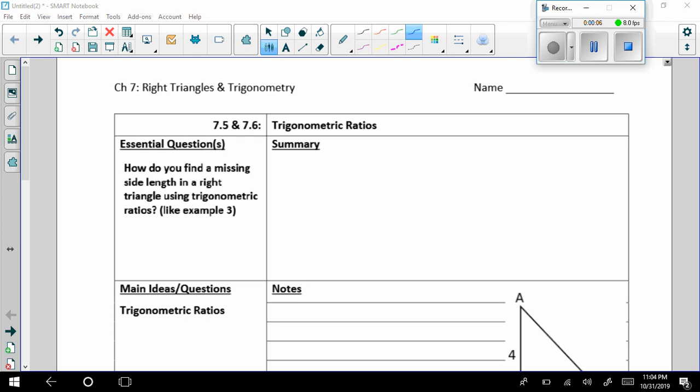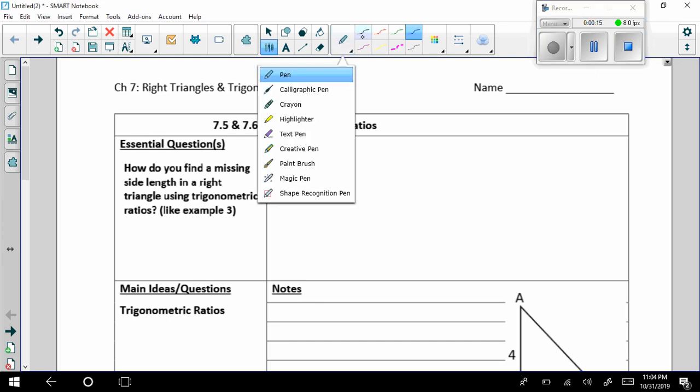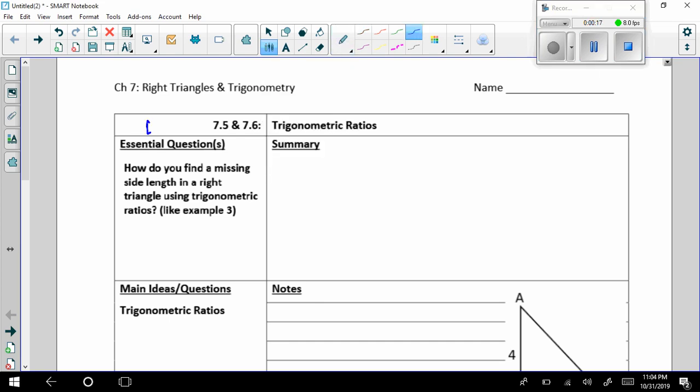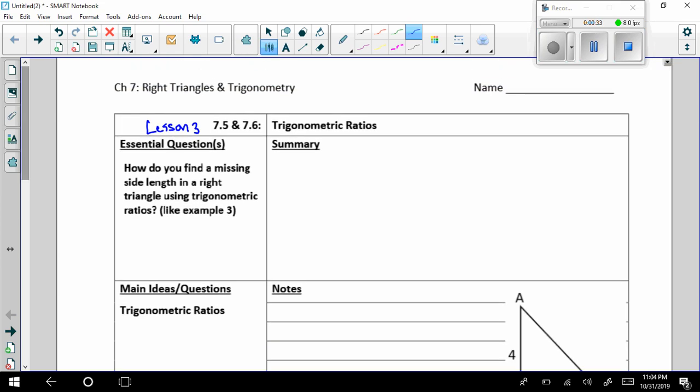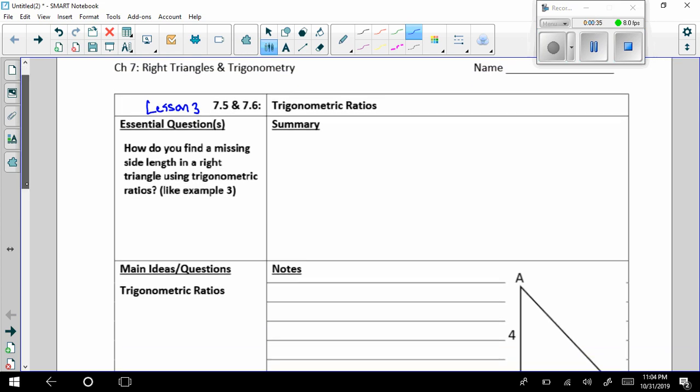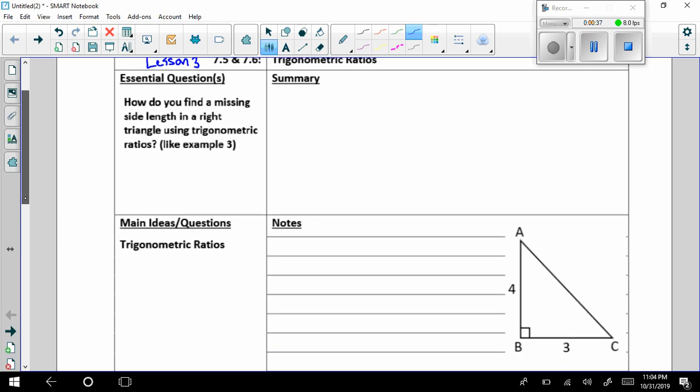All right, so moving into the next part of this unit, again, still dealing with right triangles. So this is lesson 3. We're going to look at some right triangle trig ratios. So kind of an intro to trigonometry, which a lot of you will be taking later on in high school.